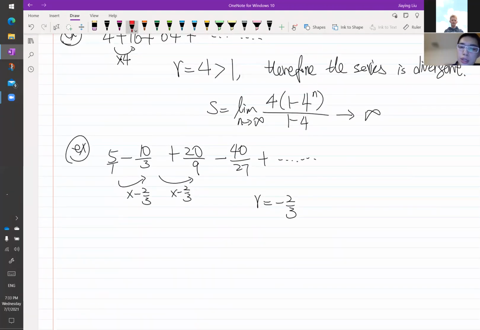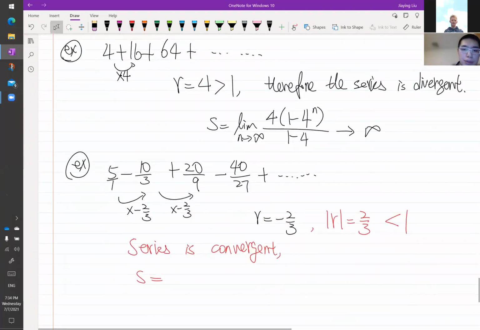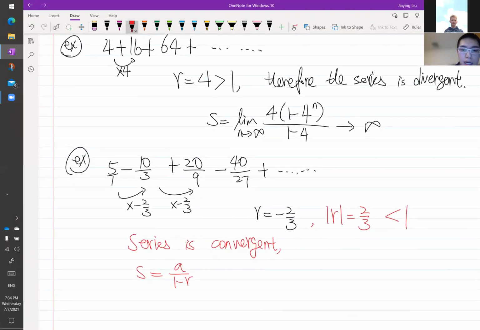So here, r is -2/3. So the absolute value of r is equal to 2/3. That's going to be less than 1. And in that case, the series is going to be convergent. And the sum we can find: S equals a over 1 minus r. So a over 1 minus r in this case, because the absolute value of r is less than 1.